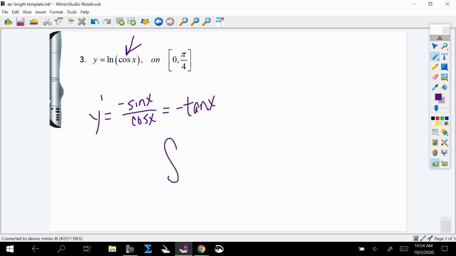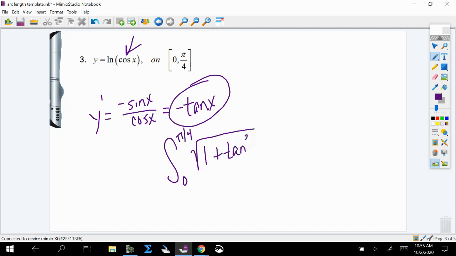So your integral is going to go from 0 to pi over 4 of the square root of 1 plus this derivative. When I square it, is going to end up being positive. The negative will cancel. So it's 1 plus tangent squared. This one actually gets really simple.